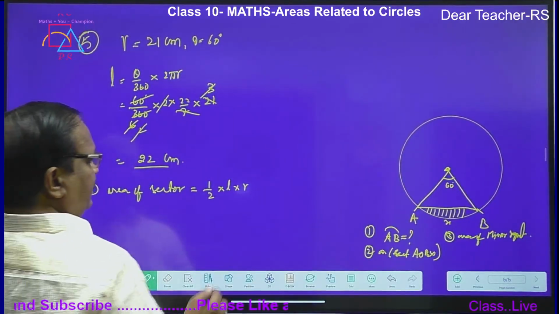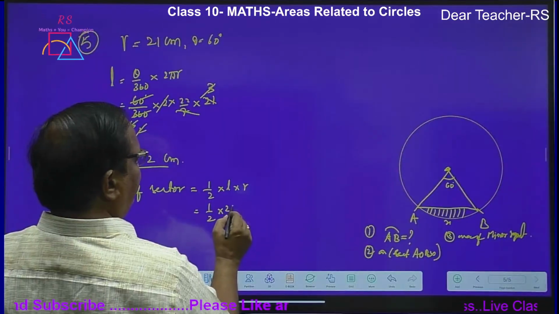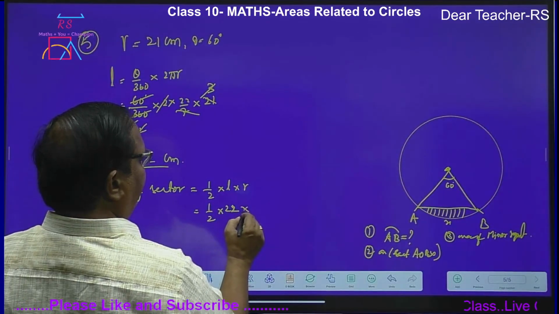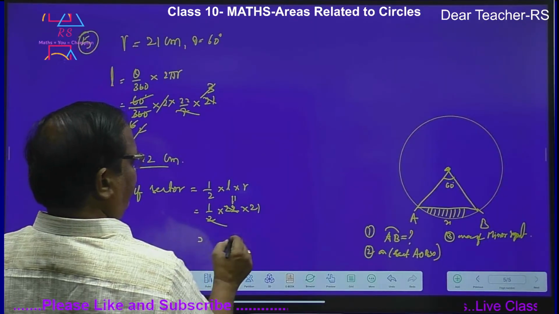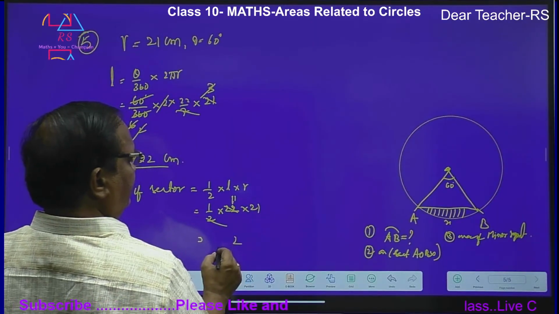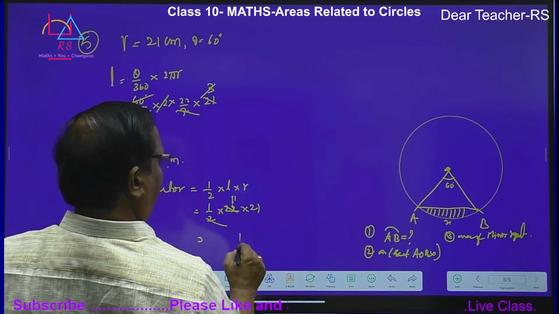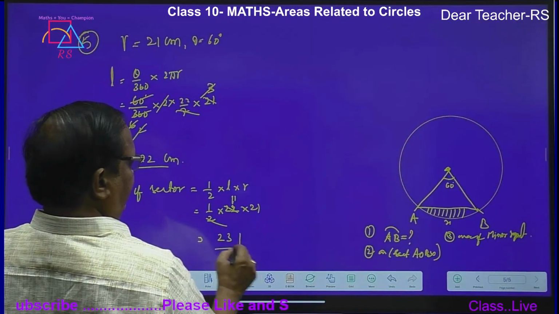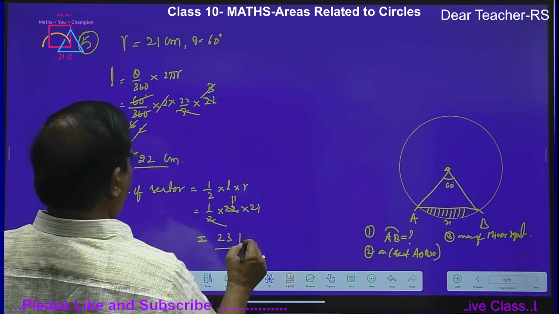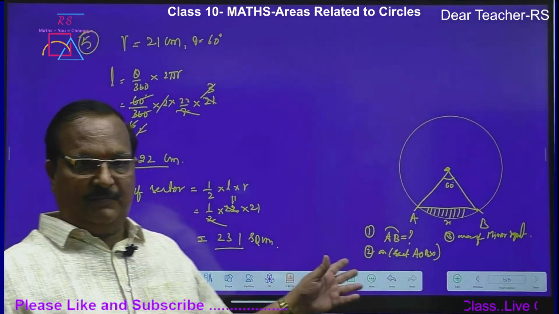Now the length of arc we already got, so half into 22 into radius 21. So cancel 11. 2 11s are 22, 1 11s are 11, 2 11s are 22 plus 1, 23. So 231, and this is in square centimeters. So this is the second one.